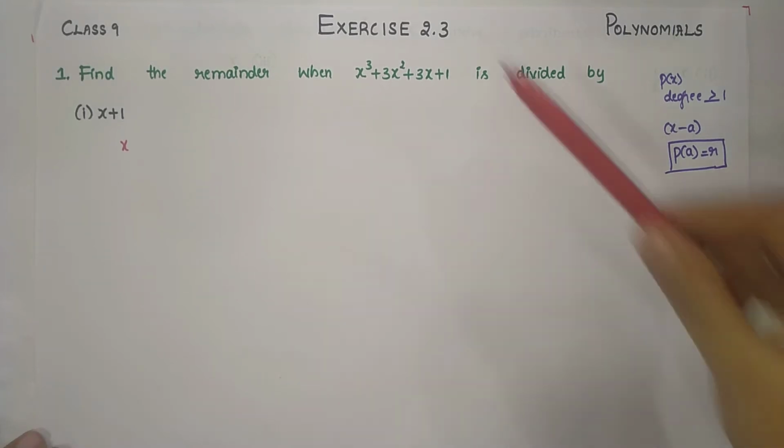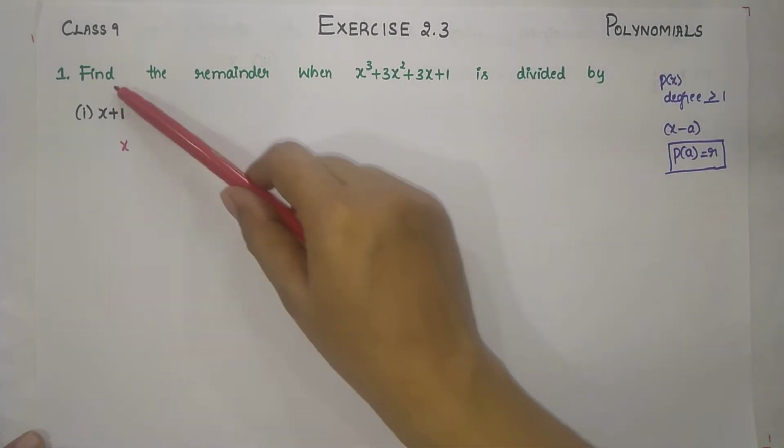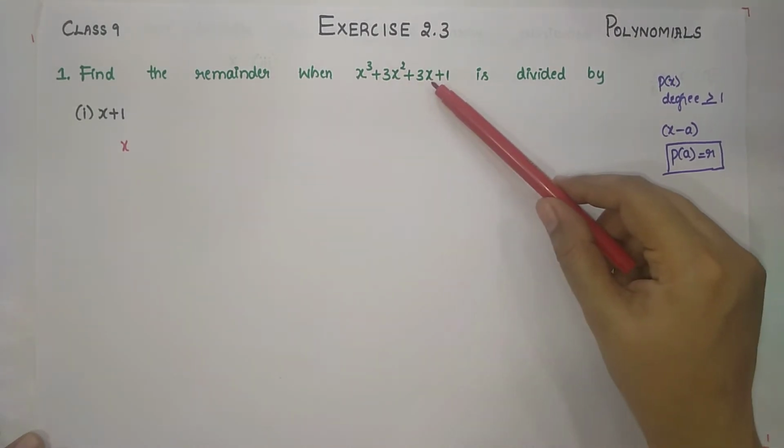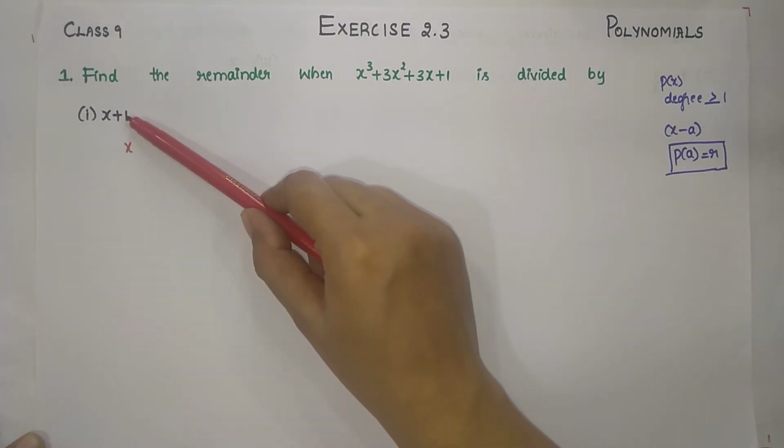In this video, let us solve exercise 2.3 from the chapter Polynomials. The first question in the exercise is, find the remainder when x cube plus 3x square plus 3x plus 1 is divided by x plus 1.